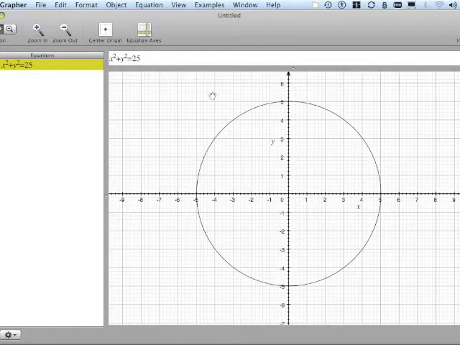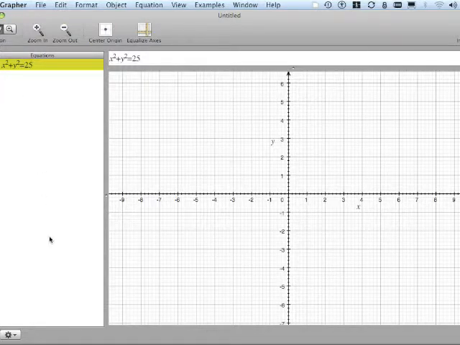Alright, so we click on that and that will automatically, no matter how bad your viewing window was initially, make circles look like circles and squares look like squares. Alright, what I'm going to do now is take the check mark off that and look at a more non-traditional use of this feature. I'm going to add a new equation.